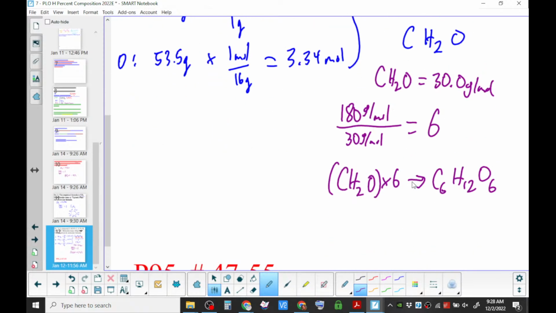Divided into it, though, you get 6. So it is 6 times larger, C6H12O6.